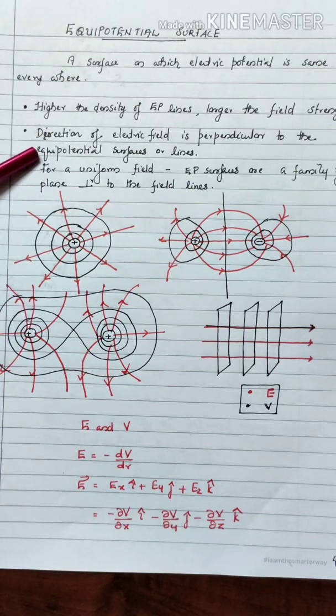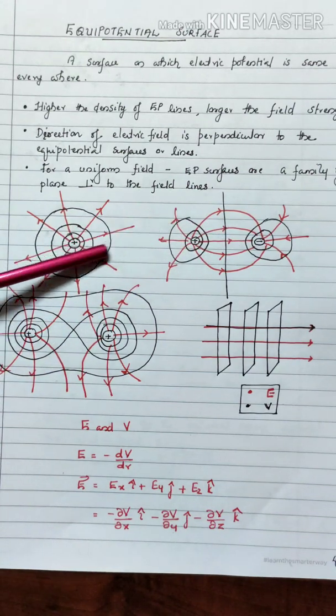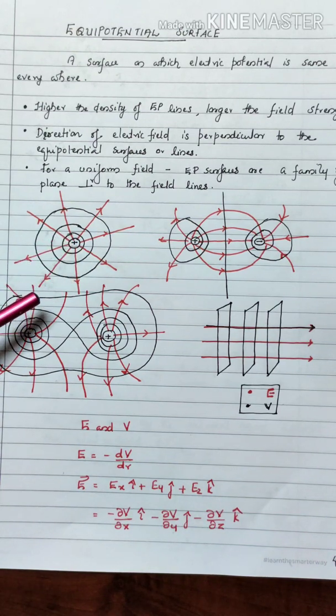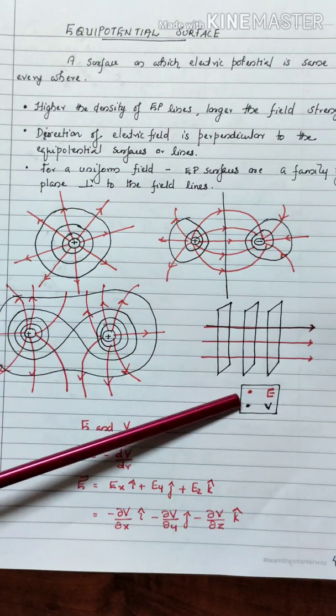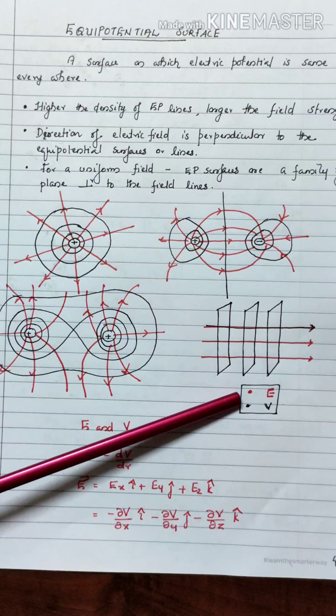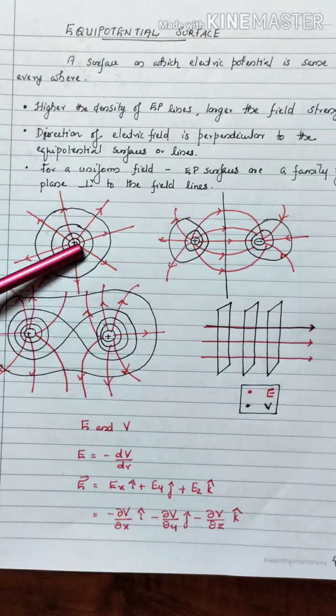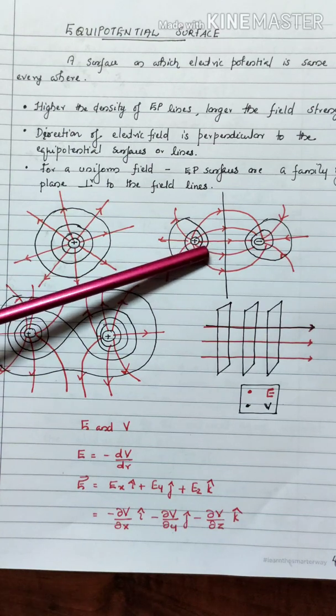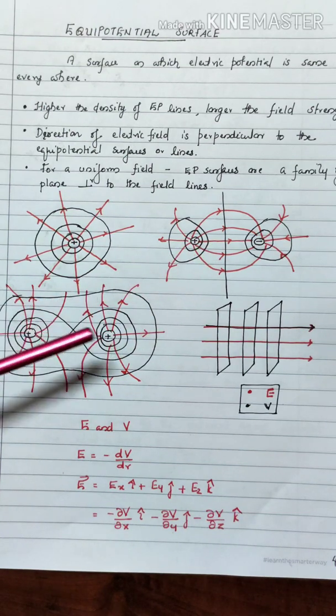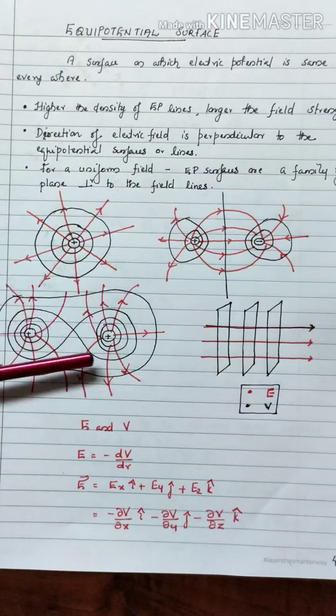The direction of electric field is perpendicular to the equipotential surfaces or lines. For a uniform field, the equipotential surfaces are a family of planes perpendicular to the field lines. Look at the different equipotential surfaces for different configurations, and keep in mind that red ink represents the electric field, and that black one represents the equipotential surface curves for a point charge, an electric dipole, two equal charges, and for a uniform field. It is very important.